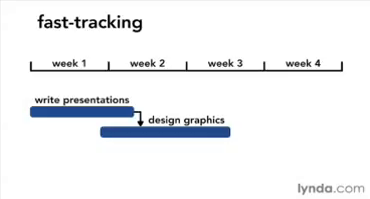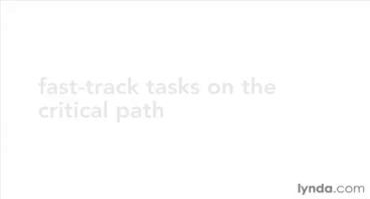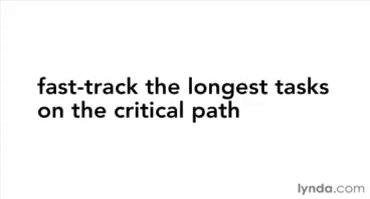The best tasks to fast track are tasks on the critical path. That's because you shorten the project schedule when you shorten the critical path. In addition, fast track the longest tasks on the critical path. They decrease the duration while introducing the fewest number of risks and changes to the schedule.